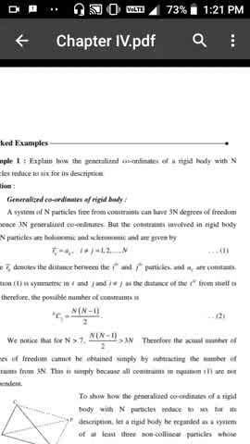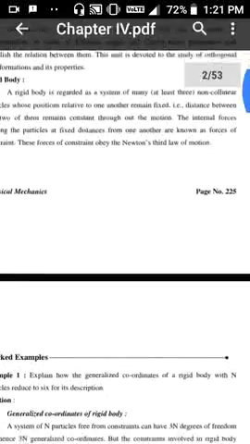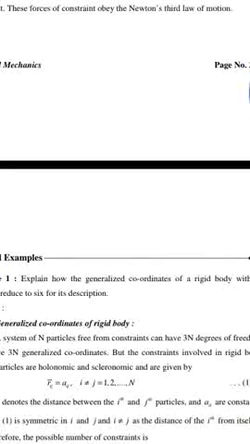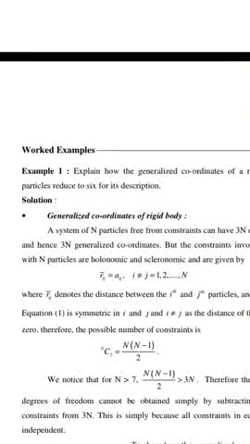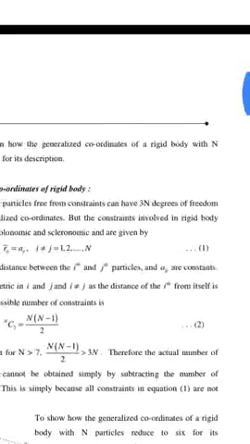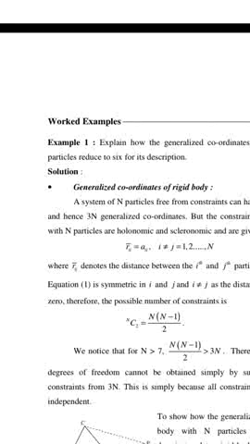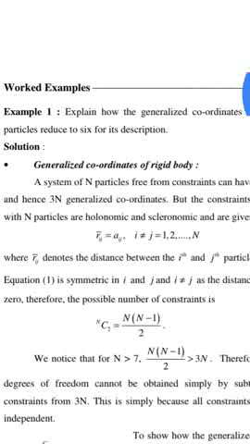Today I will discuss the kinematics of the rigid body from classical mechanics. Last topic, example one: explain how the generalized coordinates of a rigid body with n particles are reduced to 6 for its description. Generalized coordinates of a rigid body.